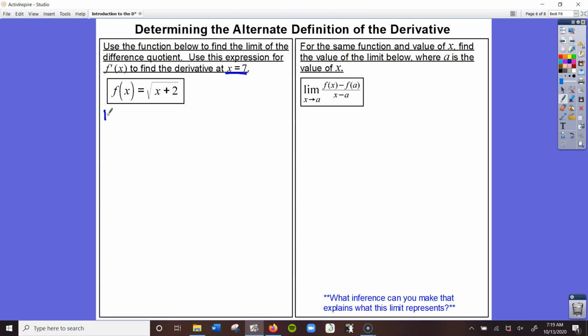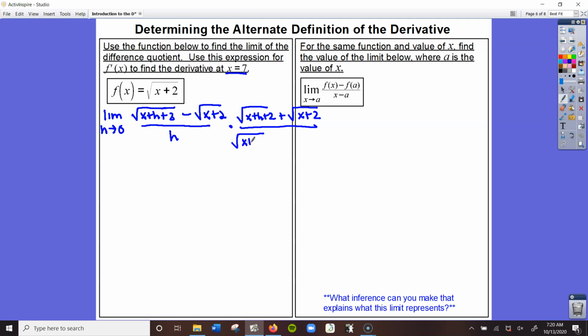So first, for this one, we have the limit as h is approaching 0 of the square root of x plus h plus 2. Remember, it's always x plus h first, minus f of x, which is the square root of x plus 2, all over h. Remember that when we have a radical and there's nothing else that I can do, I can't just substitute, because if h is equal to 0, I'd have 0 in the denominator. You would have to multiply by the conjugate, which is the square root of x plus h plus 2 plus the square root of x plus 2. And we have to do that to both the numerator and the denominator.